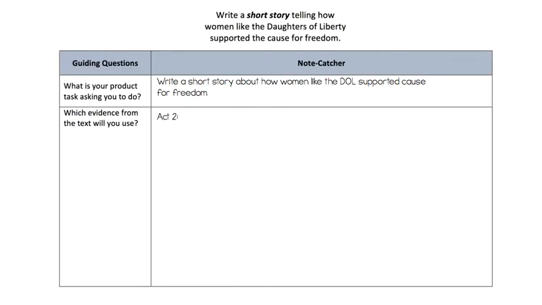So what evidence from the text will I use? First, I need to include my setting. I know that my setting is 1776 in Providence, Rhode Island, because that's the setting that's established in my act. It's very clear when I'm reading a play.